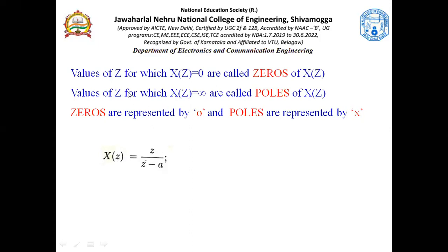Okay, similarly, the values of z which would make x of z infinity are called poles. So how many such values are there which can make x of z infinity? See here, when would this get infinite? If this denominator is 0, then this would get infinity. So for what values of z can this denominator be 0? For z equal to a, this denominator can be 0. So if the denominator is 0, x of z would be infinite. Understand?